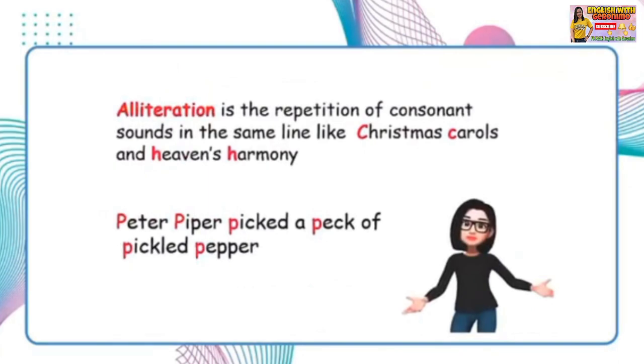Alliteration is another sound device, which is the repetition of consonant sounds in the same line, like "Christmas carols" and "heaven's harmony." The words Christmas and carols are placed side by side, and they both begin with a hard C. The same goes with heaven's harmony, which both begin with H. Another example is, "Peter Piper picked a peck of pickled pepper." If you notice, the initial sounds of each word are the same. That's all for alliteration.